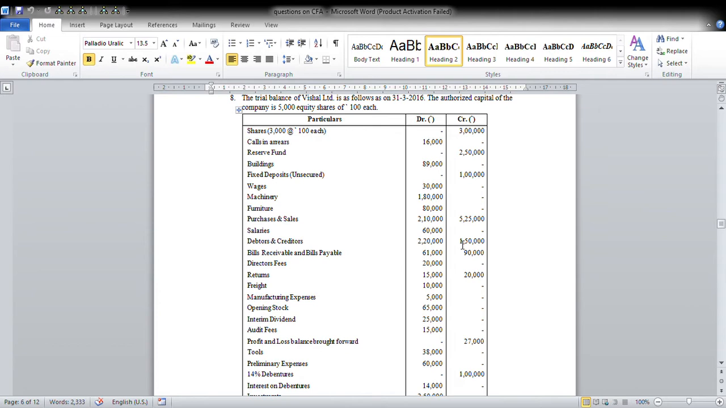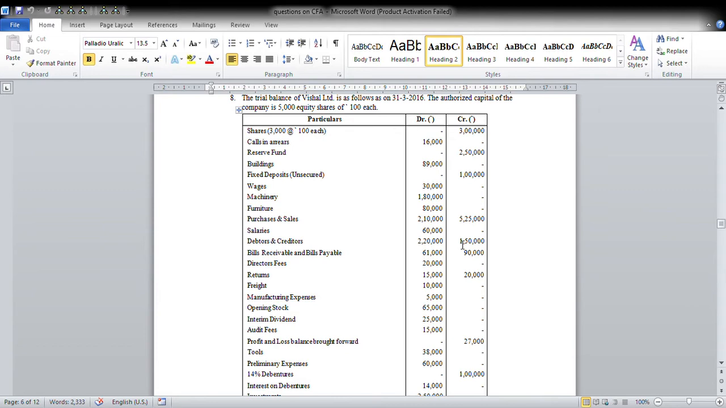But if you just look into the given balances in the trial balance, as I already told you, all the debit balances will become a part of either the expenses or the assets, and all the credit balances are the part of either the incomes or the liabilities. So starting with the first balance which is being given towards the share capital. Out of the 5,000 equity shares which the company is authorized, you can assume that the company has issued only 3,000 shares, and it's also been subscribed by the public. So 3,000 shares at the rate of 100 each, which is 3 lakhs of rupees.